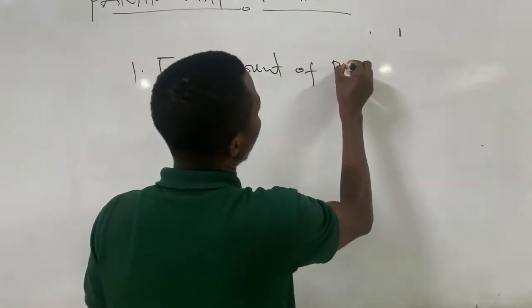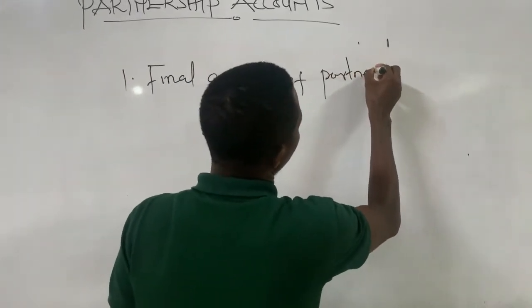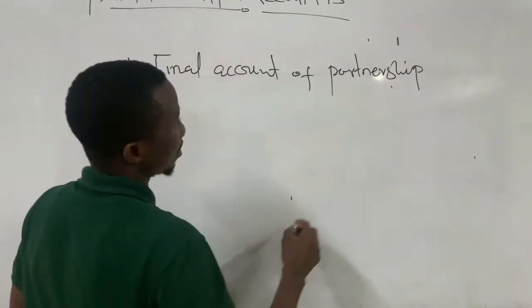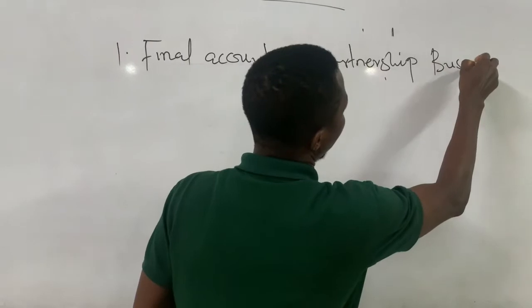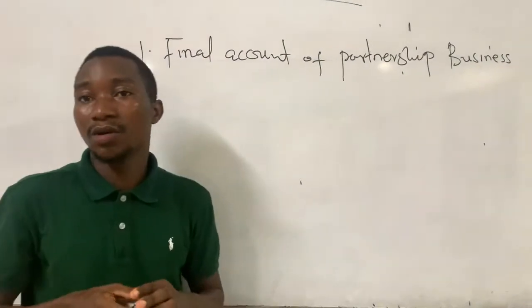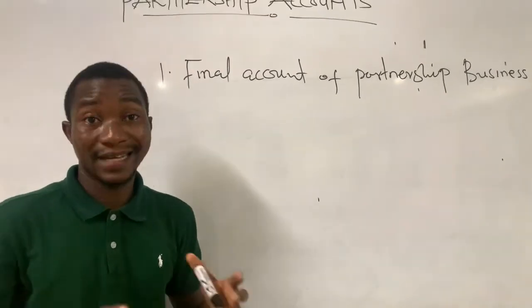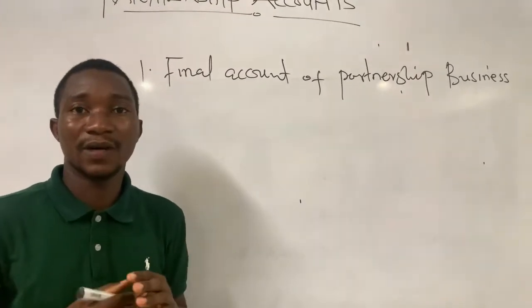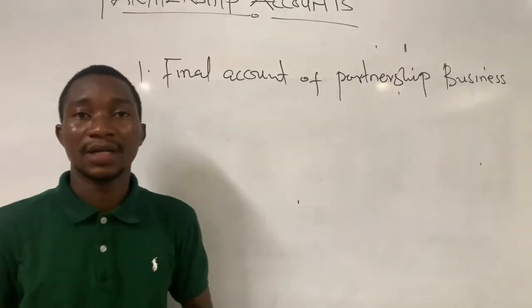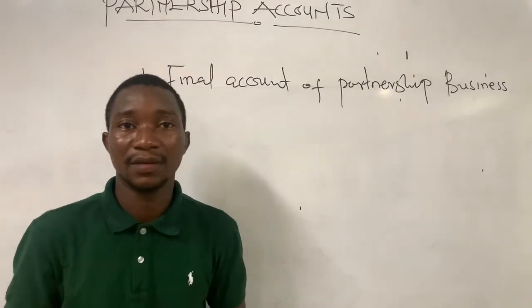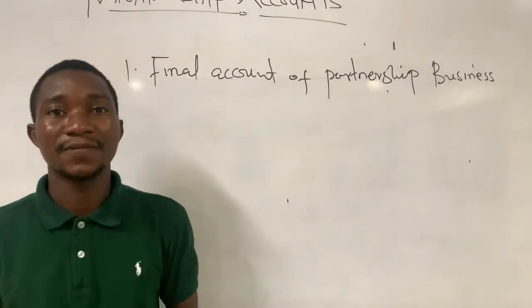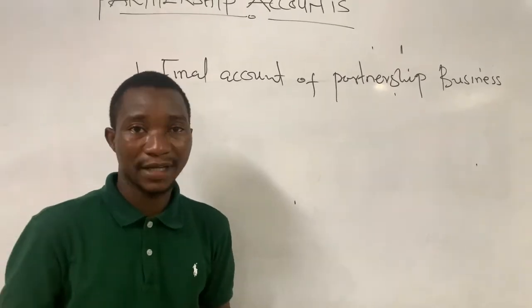of the partnership business. So the first topic we are going to look at is the final account of the partnership business. When we talk of the final account of the partnership business, that is the trading account of the partnership, the profit or loss account of the partnership, the profit or loss appropriation account of the partnership, and the statement of financial position of the partnership business.